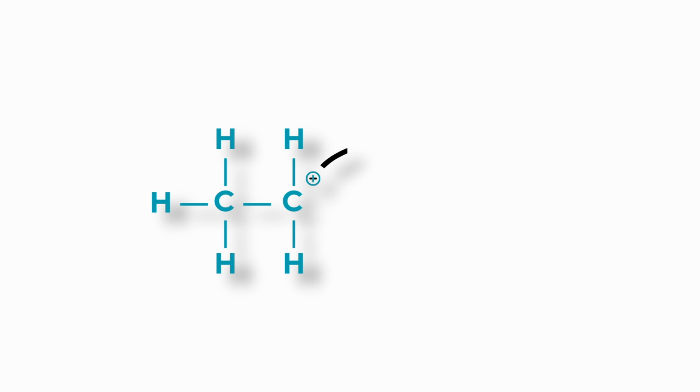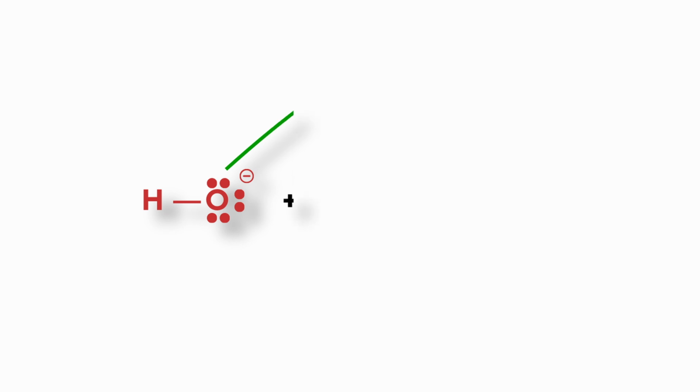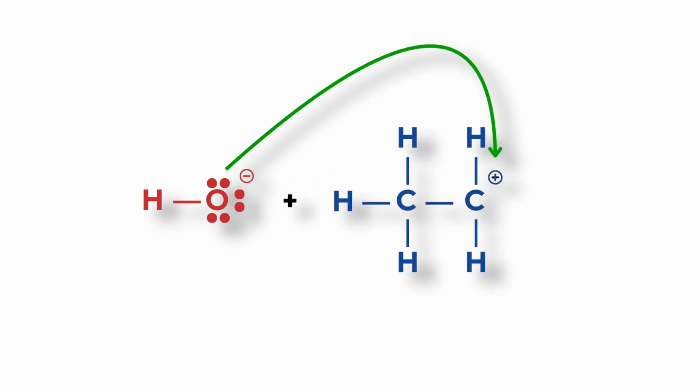And here's the classic mistake to avoid. Drawing the arrow from the positive center is wrong. There are no electrons there to move. Always draw from electrons, toward electron-poor sites.